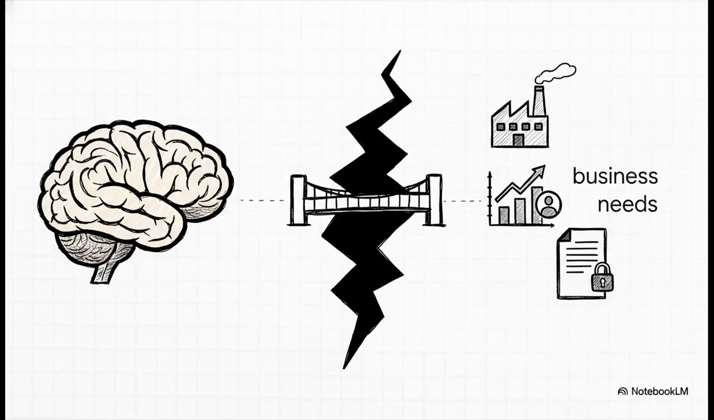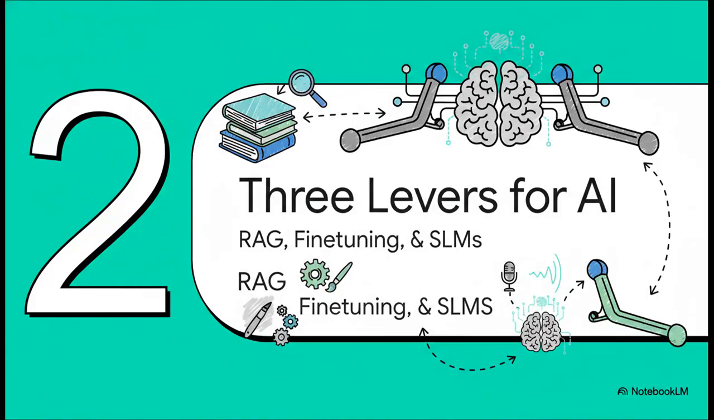And this right here is the heart of the matter. It's this gap, this space between the AI's massive general knowledge and your specific, nuanced business needs. That's the bridge we have to build. It's the difference between an AI that can write a nice poem and one that can actually answer a customer's question about your latest product update. So how do we build that bridge?